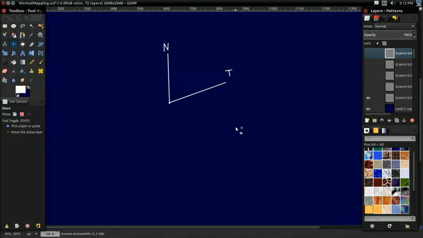So, the last piece of normal mapping related math I want to talk about is the Gramm-Schmidt process. This isn't strictly related to normal mapping, but normal mapping is a case where it's exceptionally useful. So let's say you've got a normal and a tangent, and they look something like this. They're almost right, but they're just not quite at the 90-degree angle that they should be.